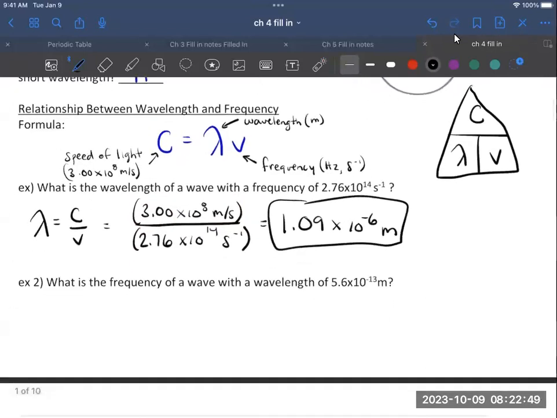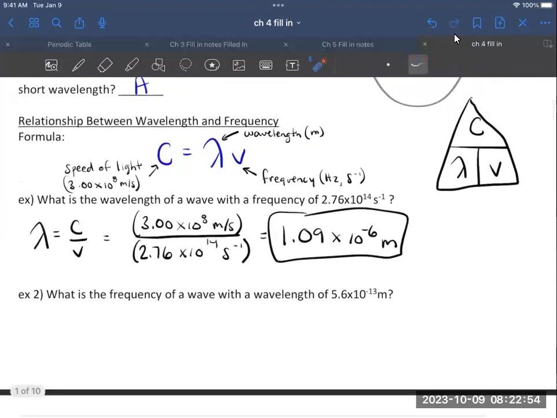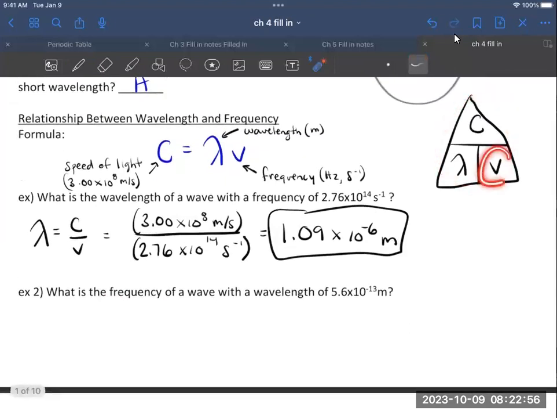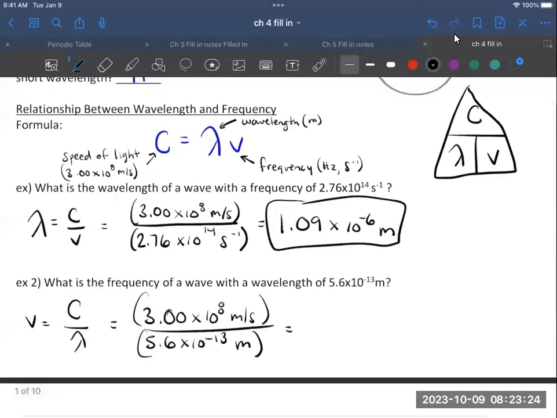Let's take a look at another example. In this one, we're looking for the frequency of a wave. Here is our little triangle. We're solving for frequency, which is this symbol here. Cover it up. So we're going to use the speed of light divided by wavelength. Our frequency is equal to the speed of light, which is this number here, divided by our wavelength, 5.6 times 10 to the negative 13. Again, when you put this in your calculator, make sure that you're using parentheses.